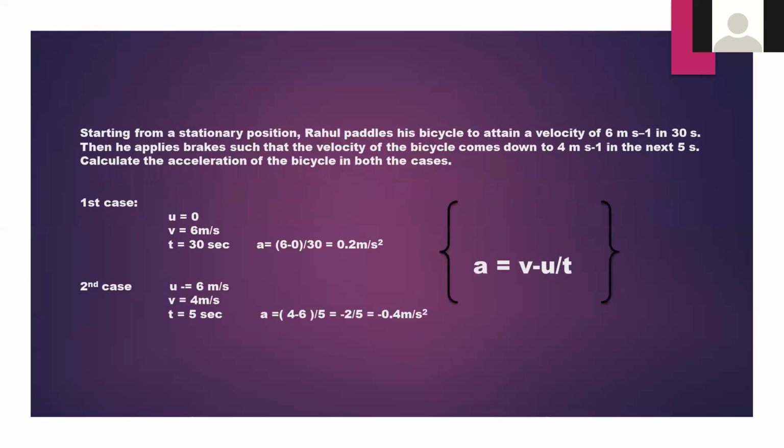Okay. In first case, u is equal to 0, v is equal to 6 meter per second, and time is 30 seconds. So acceleration is v minus u by t. So 6 minus 0 by 30. Okay. In second case, the initial velocity is 6 meter per second, as the cycle is coming with the velocity of 6 meter per second, right? And then you apply brake, and then velocity comes down to 4 meter per second. It means the final velocity is 4, initial velocity is 6, and time is 5 seconds. So we calculate the acceleration, but acceleration will be negative because velocity decreases, right?